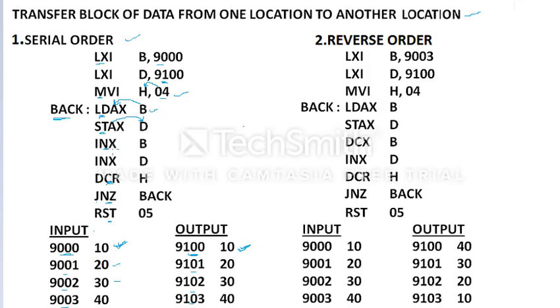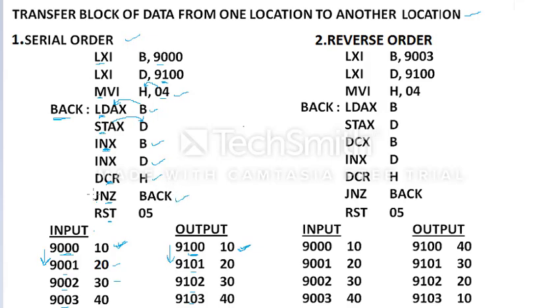Then once the first location has been transferred, I have to move to the next location. I have to use INX B. INX B increments the BC pair location from 9000 to 9001. Like that, INX D stands for incrementing the DE pair location from 9100 to 9101 at the output. Then I have to decrement H, which is a counter. Initially the first value got transferred, meaning the first input is over. So I have to decrement 04 by 1, that is now my H value is 03.